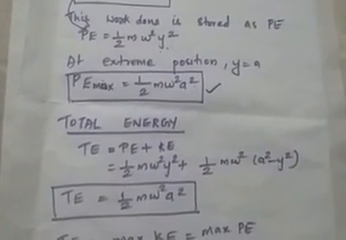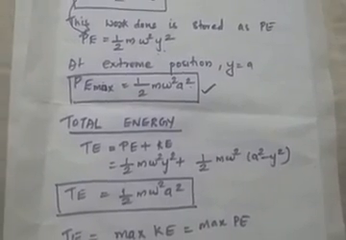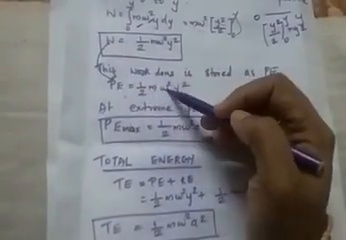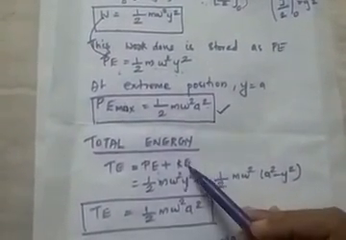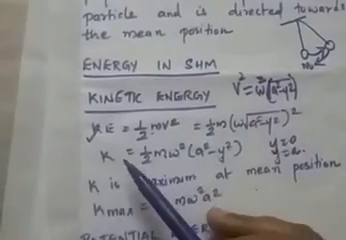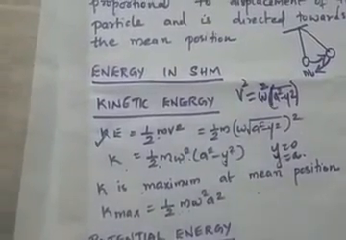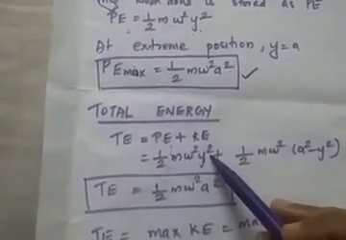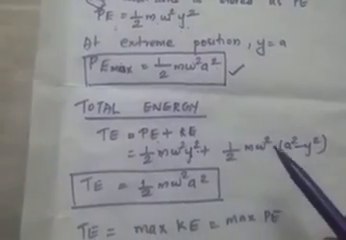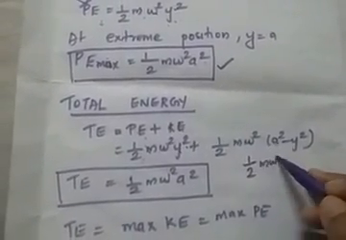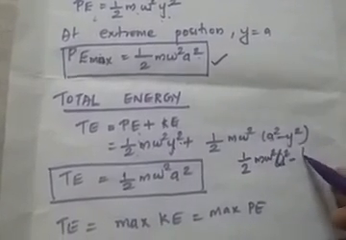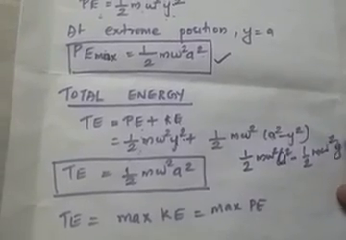Now, what is total energy? Total energy is potential energy plus kinetic energy. Potential energy is half m omega square y square. And what is the kinetic energy? Kinetic energy is half m omega square into a square minus y square. So just substitute potential energy, half m omega square y square, and kinetic energy, half m omega square into a square minus y square. Here just remove the bracket, so we will get half m omega square a square minus half m omega square y square.